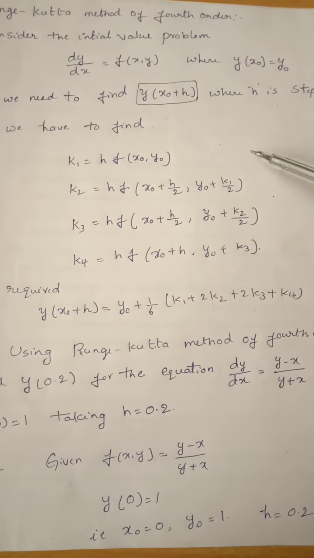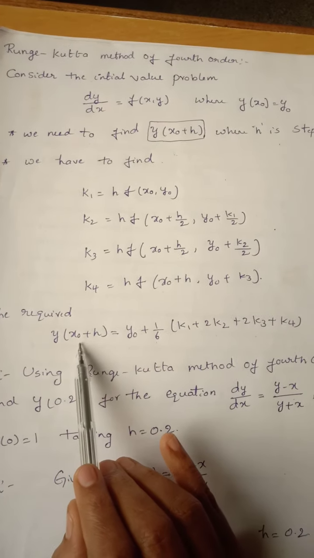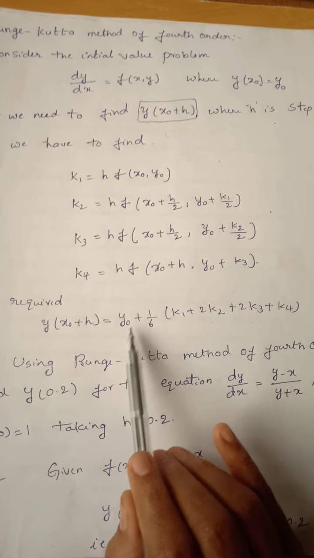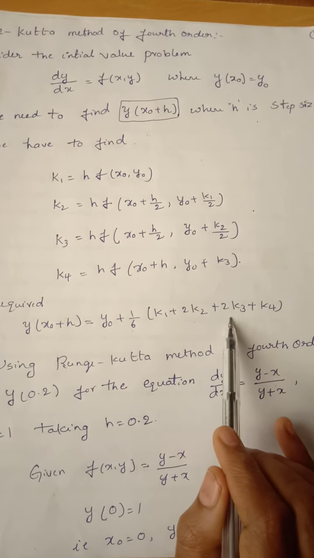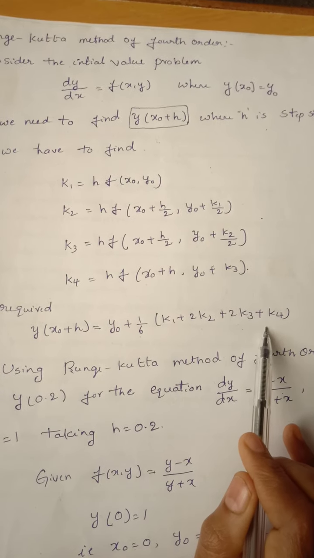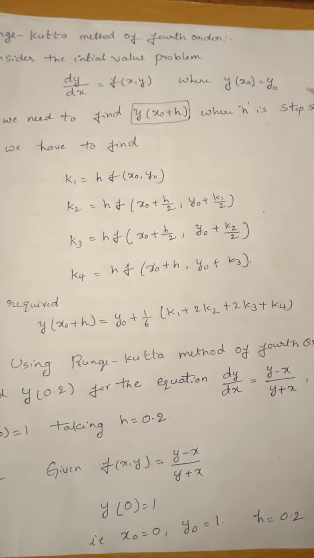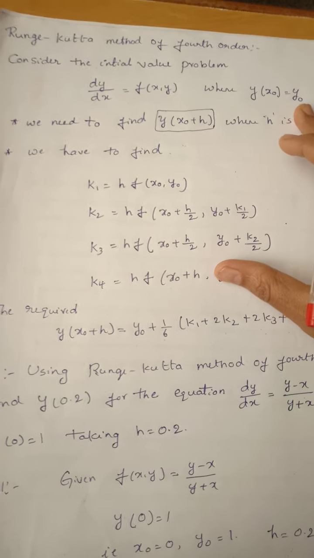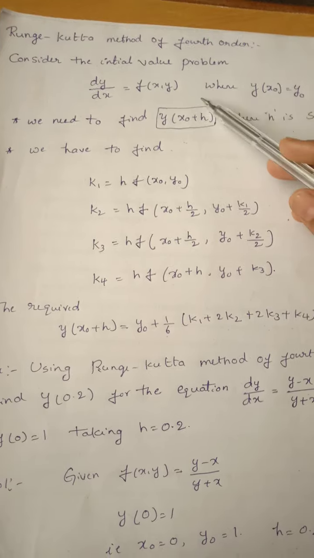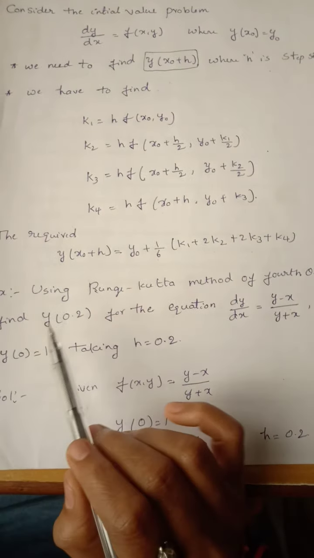After finding all four values, we find the value of y at x naught plus h, that is y naught plus 1 by 6 into k1 plus 2k2 plus 2k3 plus k4. So this is the method. Compared to the five methods in numerical methods, RK method is the easiest method to solve the given differential equation. Now we consider the problem here.